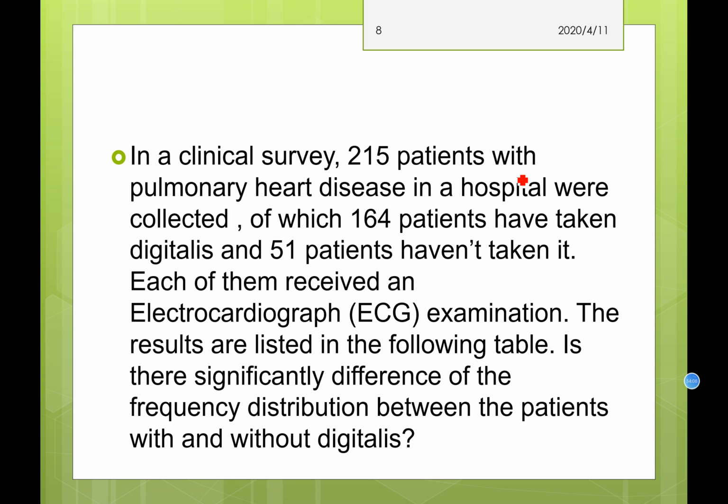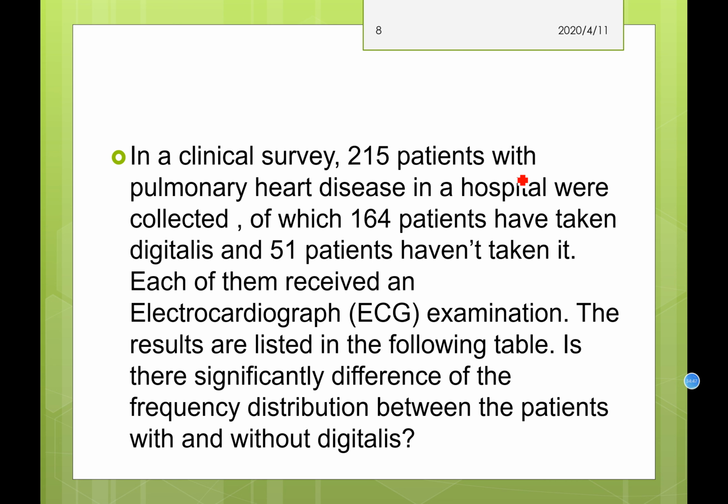But first one, we need to construct the contingency table. So you need to list all the variables and their corresponding numbers in the contingency table. Please notice that in our examination, if I give you a question about the chi-square test, I will show you the question in this way without the contingency table. So you need to learn how to construct the contingency table.